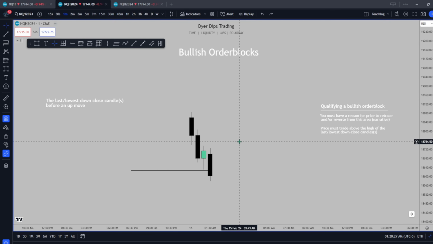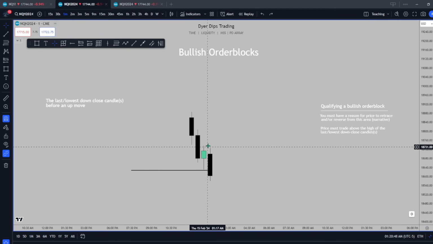We're then going to need for price to trade above the high of the last or lowest down close candle. So if we're expecting this to potentially be an order block here, we're going to need price to get above this wick here. That's the high of this down close candle, and until we get above this high, there's no reason to even qualify or think about order blocks in the bullish direction or to the long side.